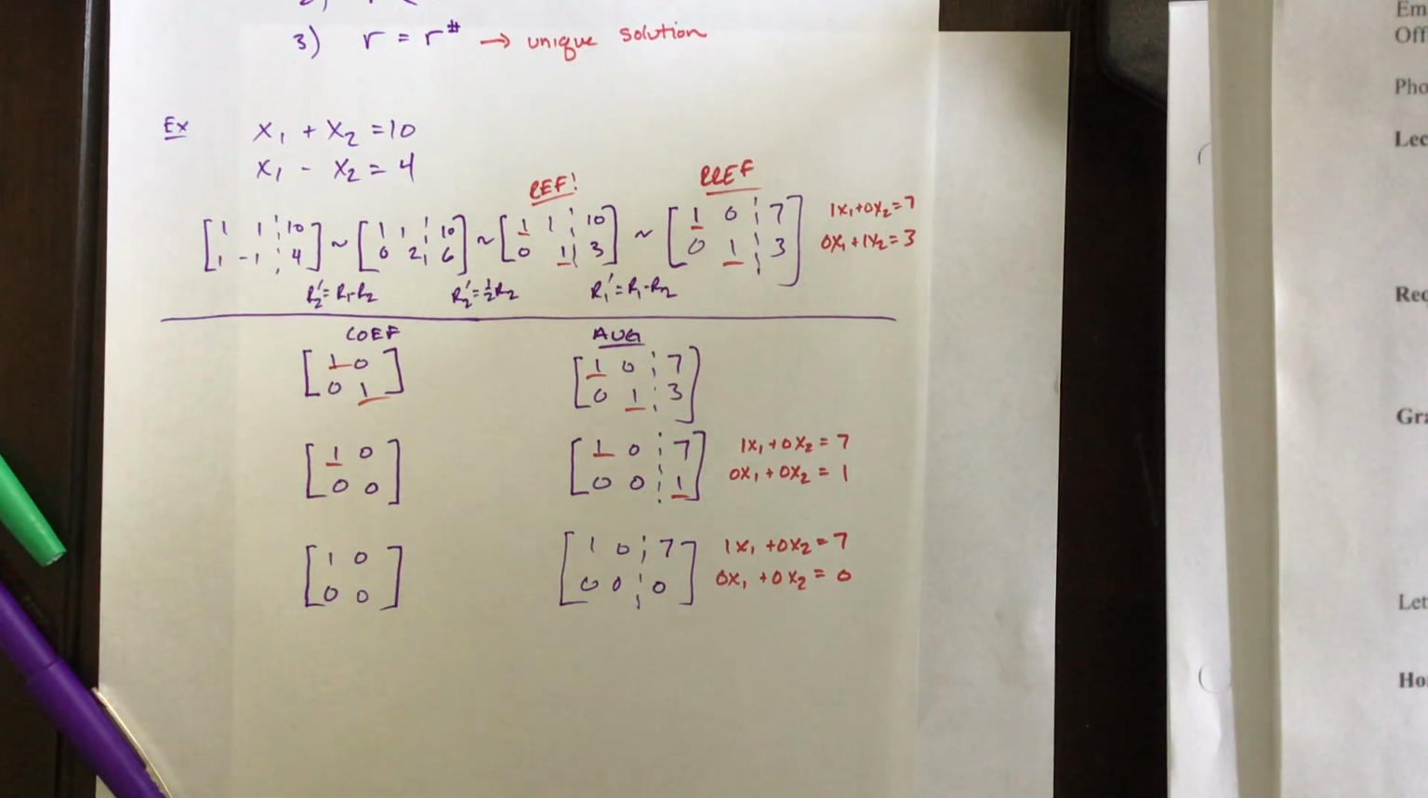I can think of a whole bunch. I can think of any pair where the first component is 7 and the second component is arbitrary. Call it t. x2 can be anything it pleases. As long as x1 is 7, the system of equations in red is true.